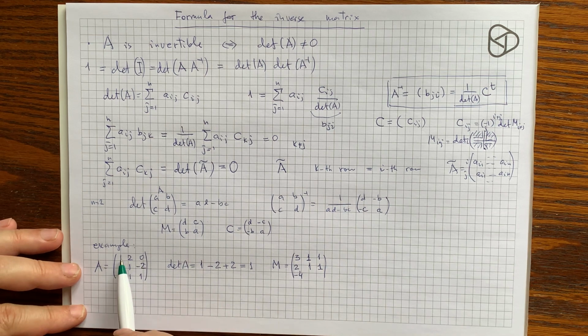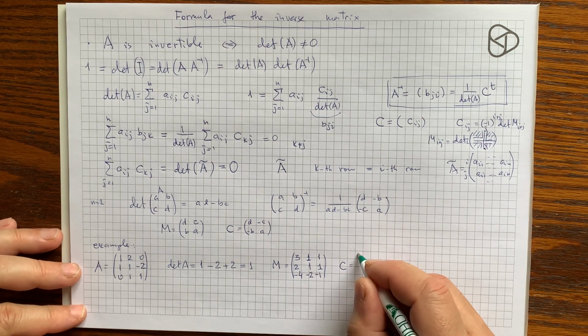The minor for this is the determinant of 1, 1, 0, -2. The determinant is -2. Finally, this minor is the determinant of this corner matrix, which is 1 without 2, -1.